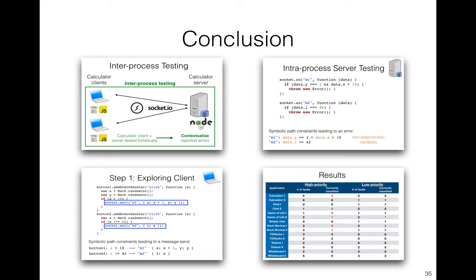To conclude, I've presented a new inter-process testing technique which is used by our concolic tester Stackful. I have explained how Stackful combines intra-process testing of the server with inter-process testing of the entire application in order to classify server errors as high priority or low priority errors. And I have presented an evaluation of this approach which shows promising results.